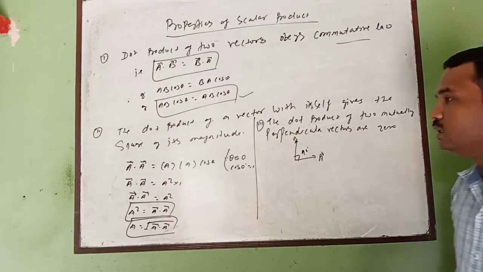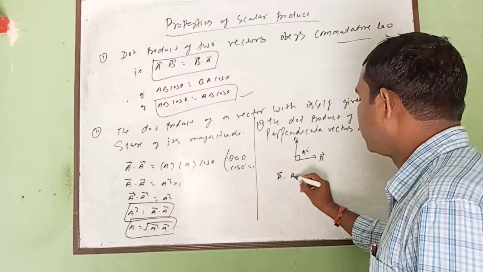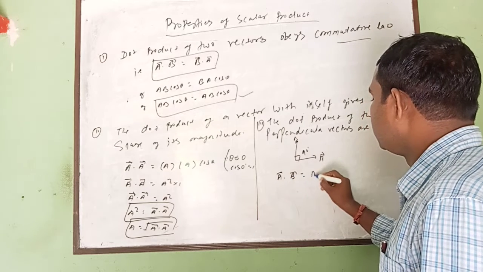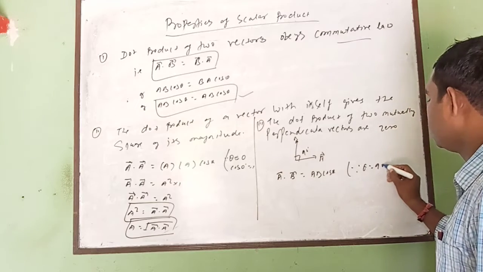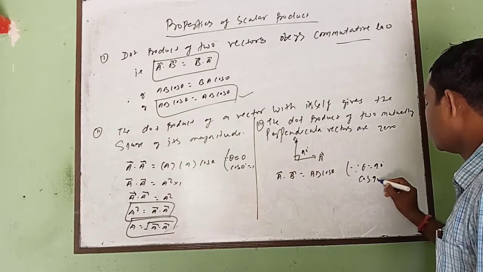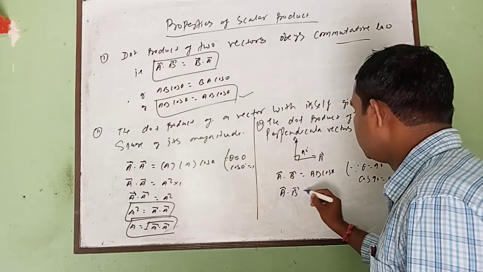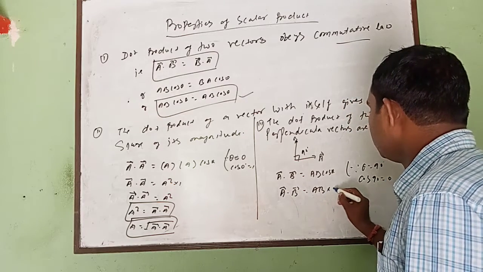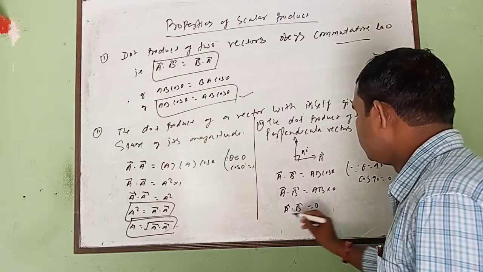90 degrees. In that case, you know what you will write? Vector A dot vector B is equal to AB cos theta, and you know that theta is equal to 90 degrees. So cos 90 is equal to 0. Therefore, you can write A dot B is equal to AB into 0. That is, vector A dot B is equal to 0.